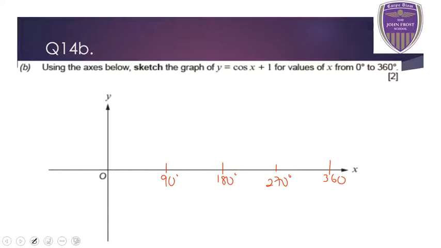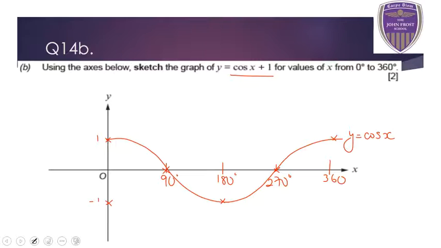So basically, because they want you to do the cos of x plus 1, I'm just going to show you the graph of y equals cos of x first of all. Now the cos of naught is 1. The cos of 90 is naught. The cos of 180 is minus 1. The cos of 270 is naught. And the cos of 360 is 1. So that's your graph of y equals, and again, it takes a bit of practice drawing it up. That's y equals cos of x. I'm just going to label that there.